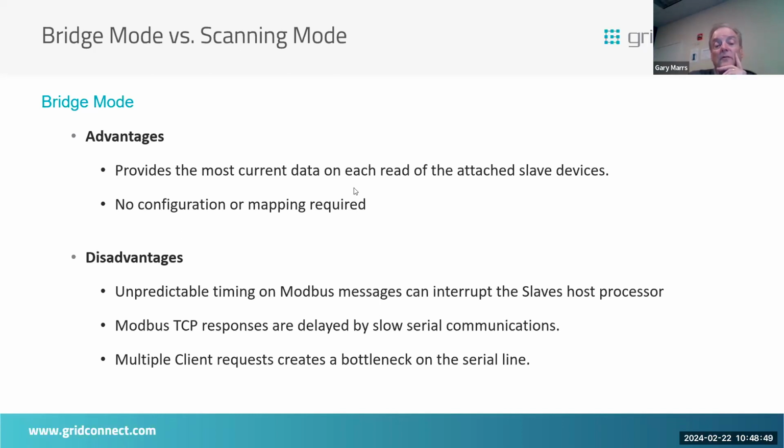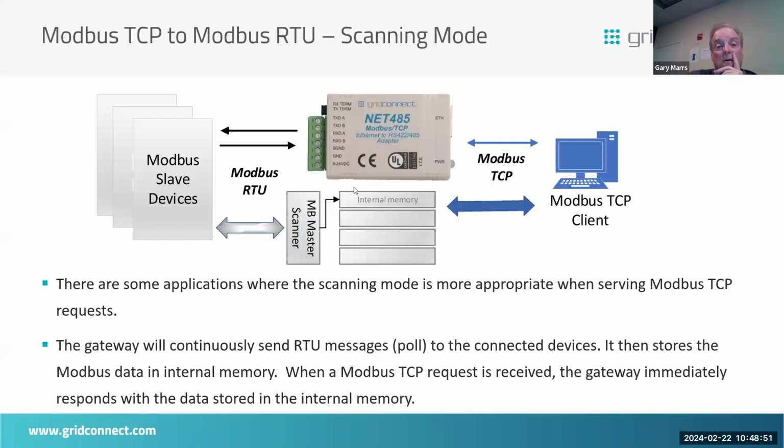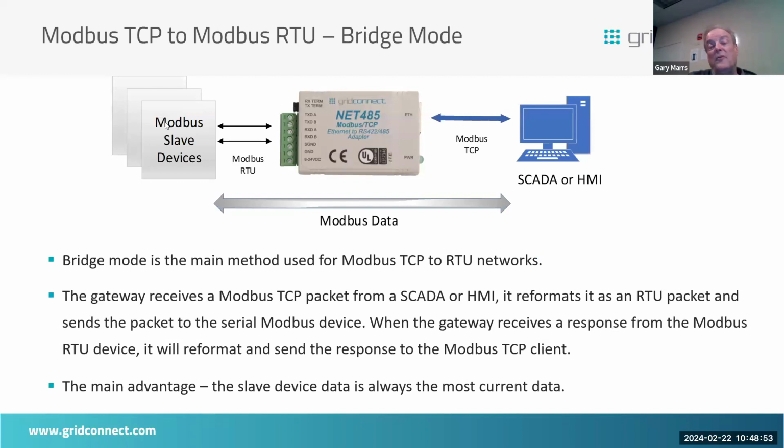And here's another disadvantage of bridge mode. If you look, you can have up to 32 slaves here, and you can have multiple masters. But as you have multiple masters requesting data from multiple slave devices, the serial port gets to be a fairly big bottleneck. So the response times get very long back to the clients. In some cases, the client communication will time out.